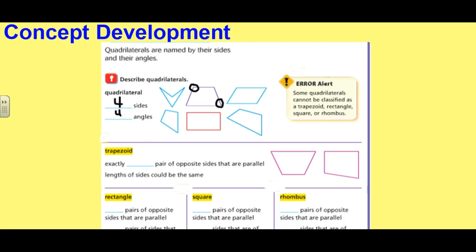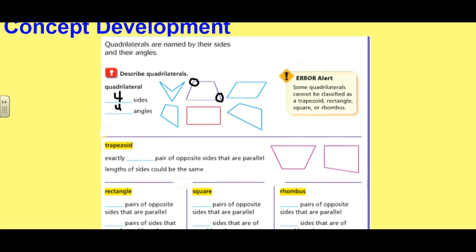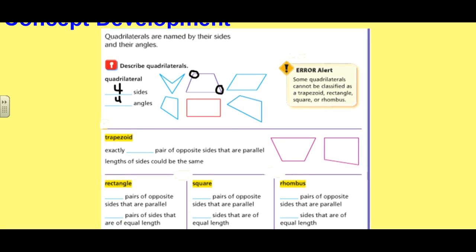Okay. So you have that written on your paper. Look at this error alert. It says some quadrilaterals cannot be classified as a trapezoid, rectangle, square, or rhombus. Those are the 4 main quadrilaterals that we're going to work with today. But sometimes when you're looking at a shape, it can't be either one of those. Most of the time it will be, but like this shape right here, you wouldn't call this any of them. It's just a quadrilateral. There's nothing else that would classify that. It could not be a square or a trapezoid or any other shape.